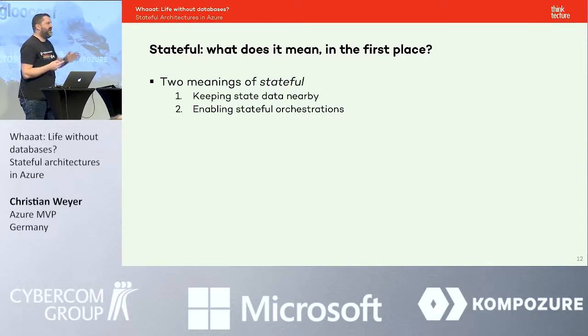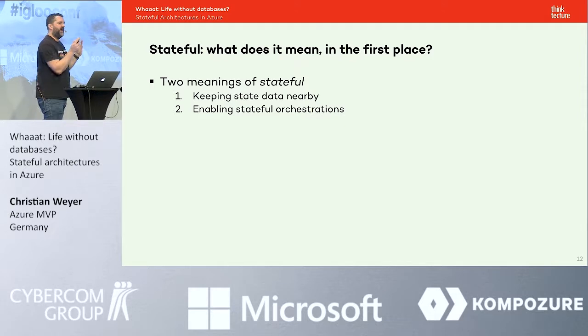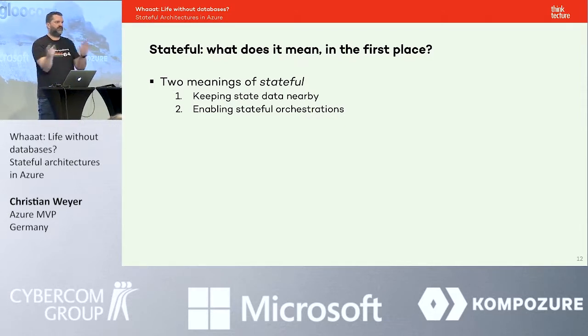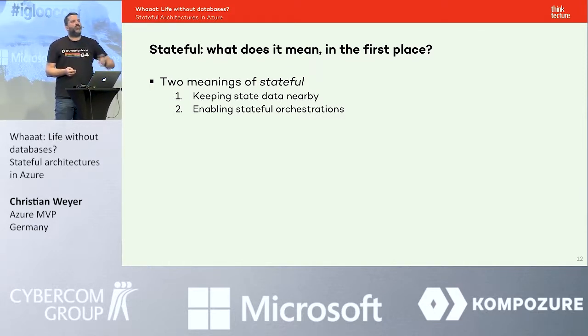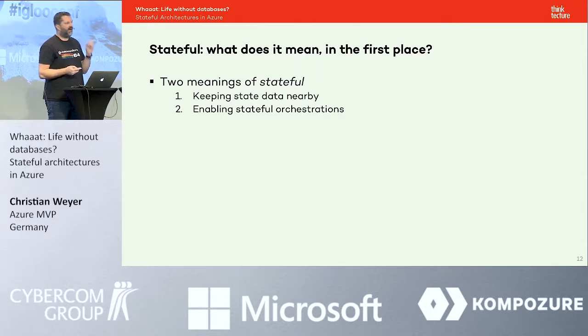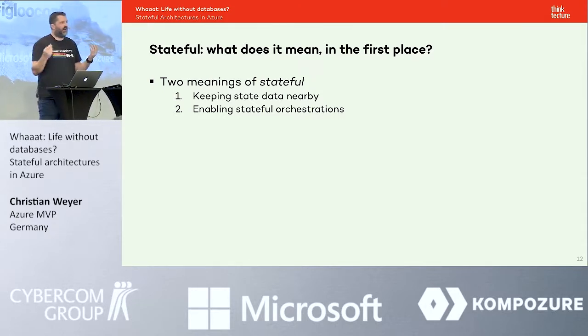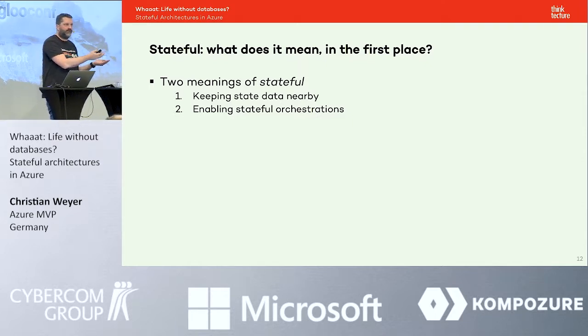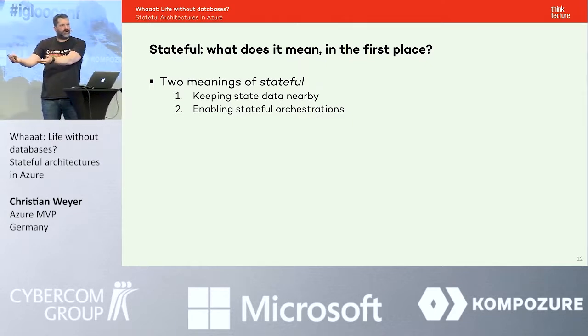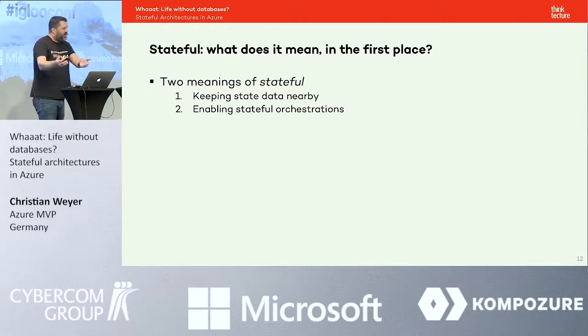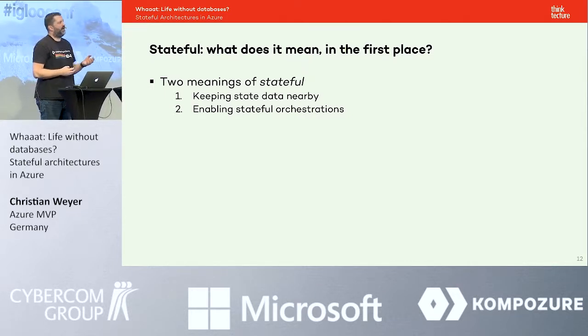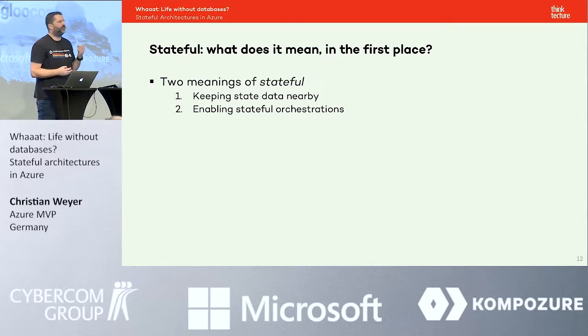So for me, this is actually two phases. That's two different points. So the first one is keeping state data nearby where I actually need it and where I have to work on it. For example, in memory. That's one aspect of stateful architectures. Another aspect of stateful architectures is to enable more complex stateful processes, like stateful orchestrations.